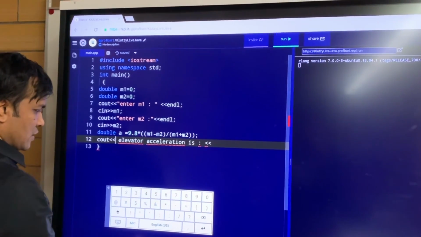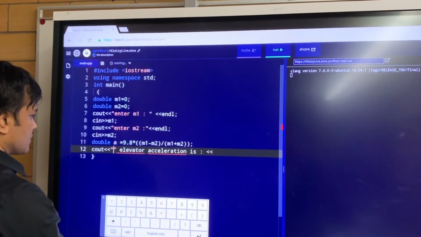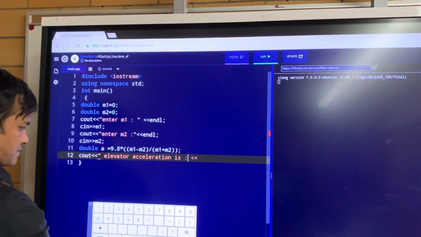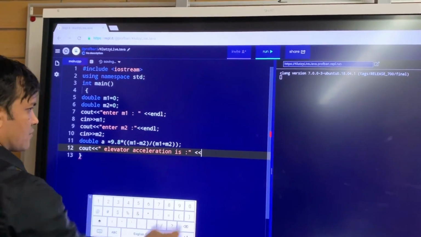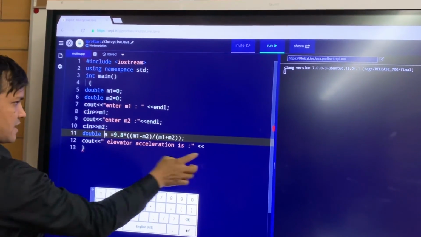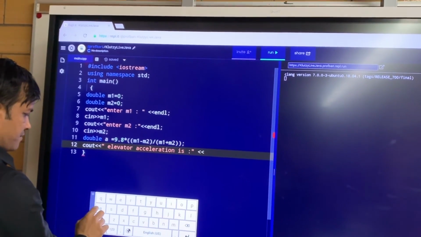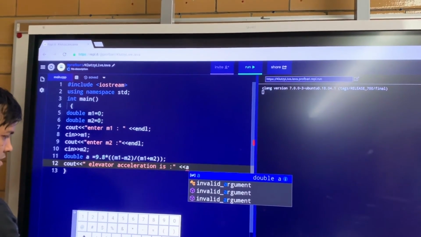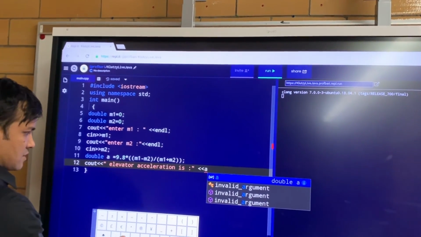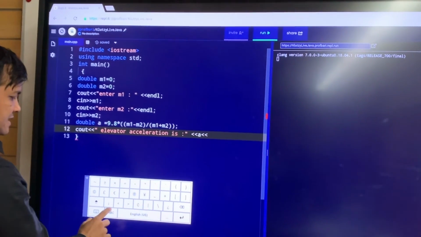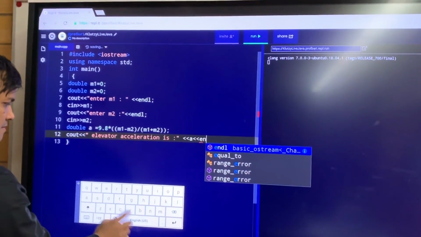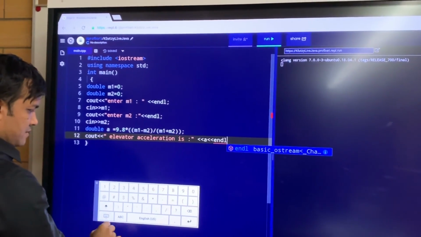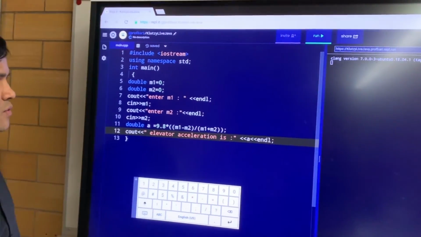Don't forget your quotation because this is a string. So quotation, quotation, and then I'm going to write this little a over here. So a. All right, so I'm going to write less than, and I'm going to finally write the semicolon, and I'm done. So now we're going to run it.